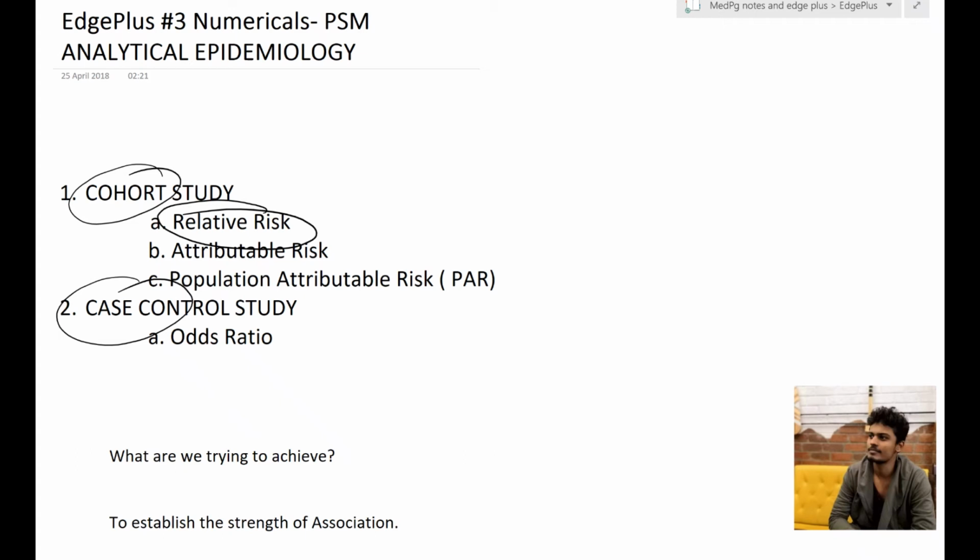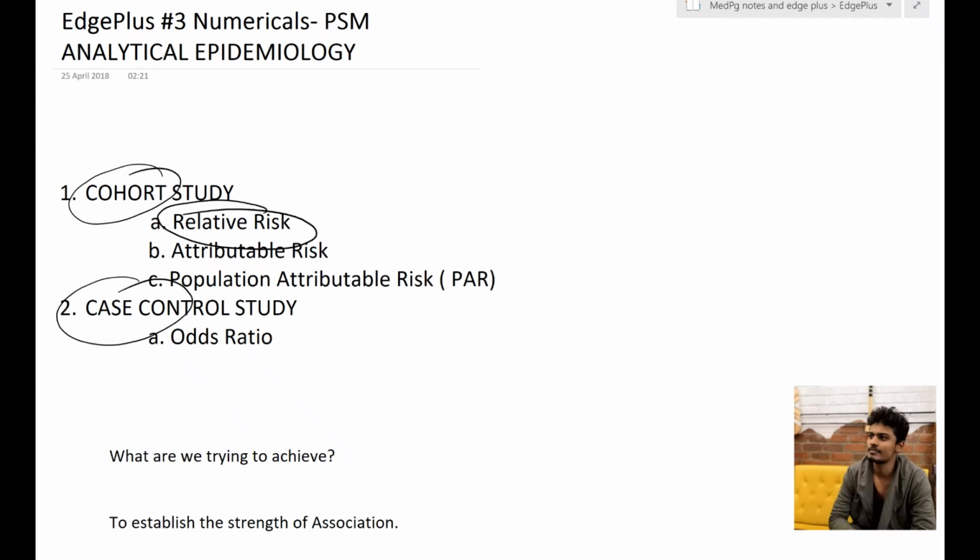The three things actually have very similar names, so you should be very crisp and clear in the concept so that the question will not mislead you, and you will not end up finding the wrong value. I've told you what we are trying to do in a cohort study, so let's go a little deeper into analytical epidemiology so that the concept becomes clearer.